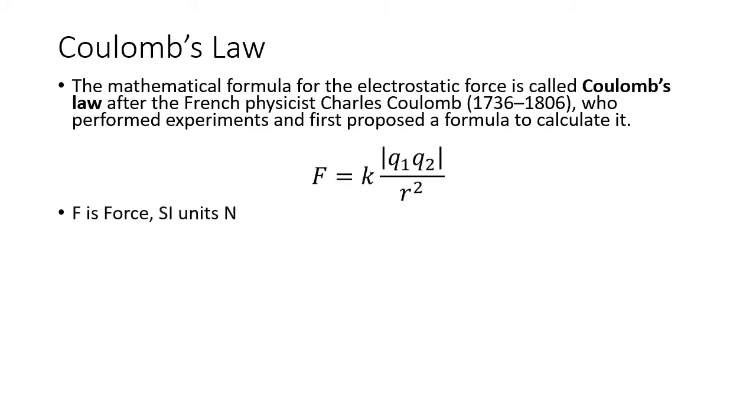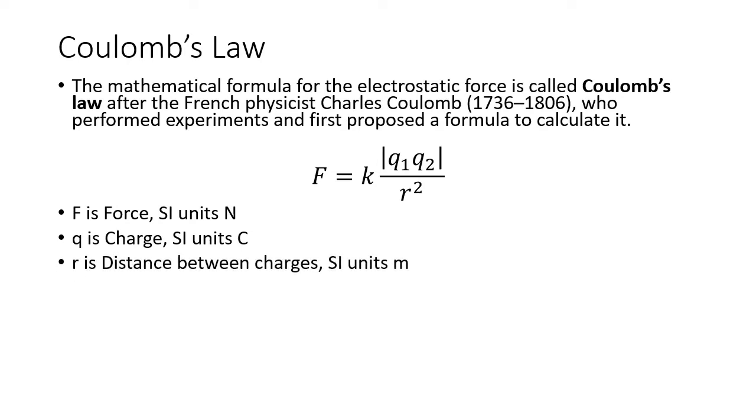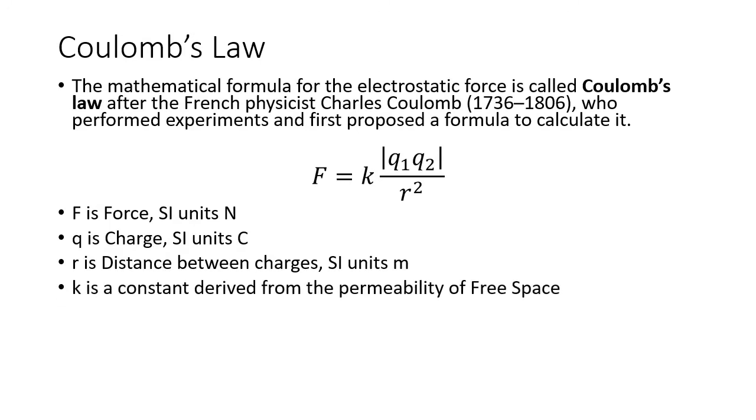In the equation that you can see here, F is force, which is measured in newtons, Q is a charge, the SI unit is coulombs, r is the distance between charges with an SI unit of meters, and k is a constant derived from the permittivity of free space. k is approximately 9 times 10 to the 9 newton meter squared per coulomb squared.